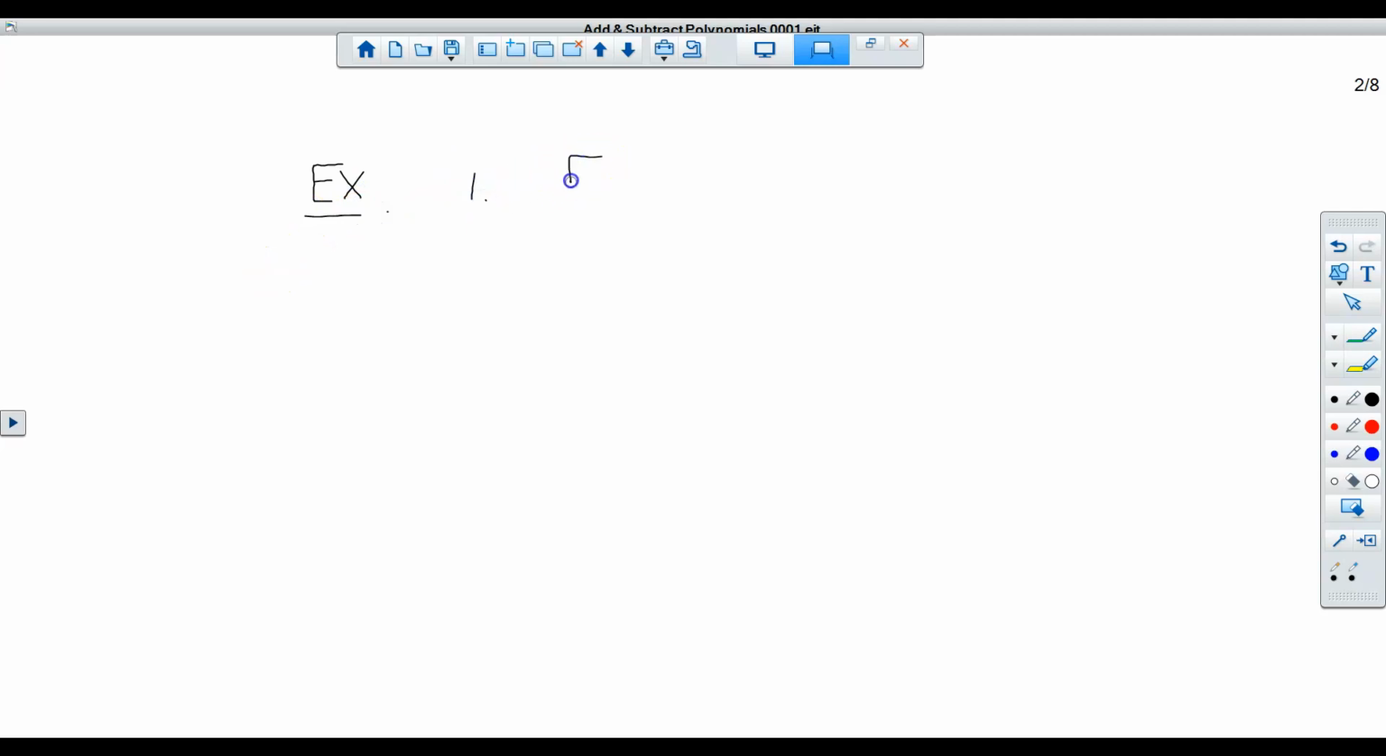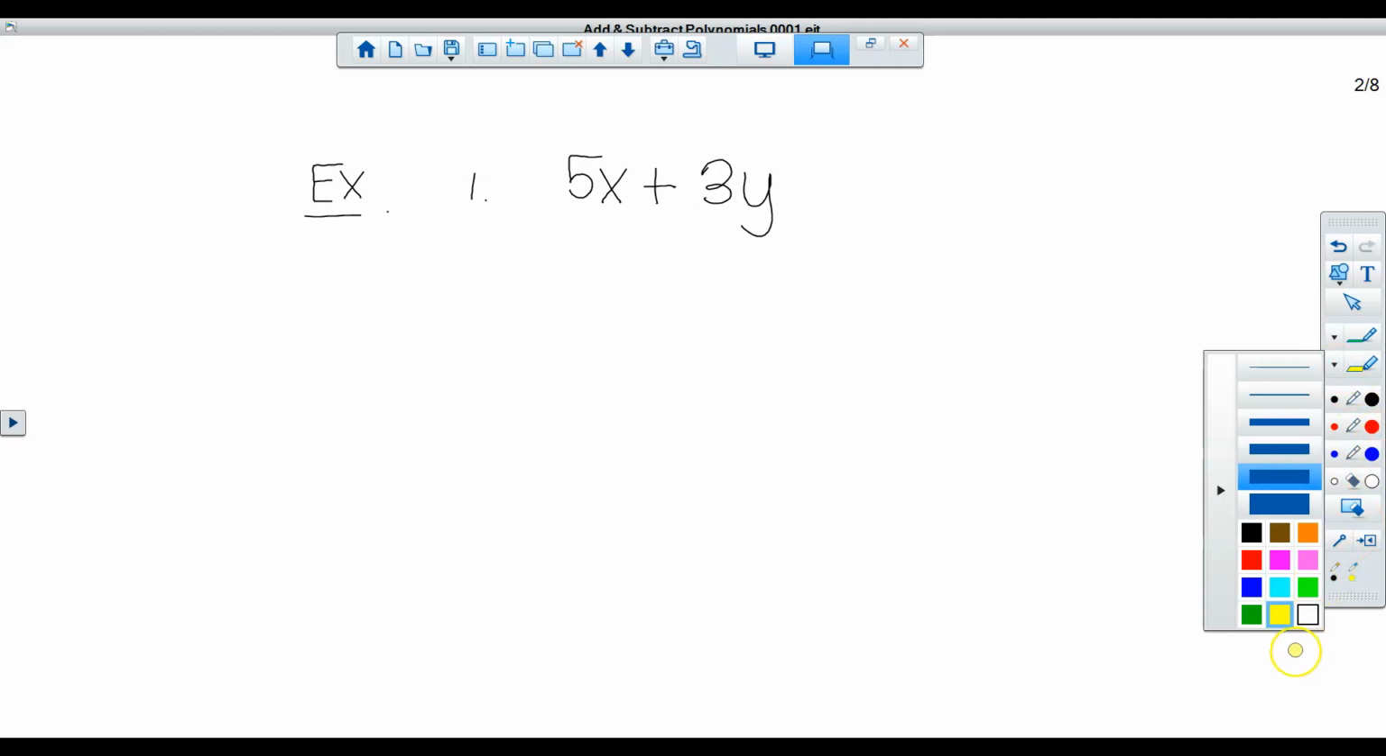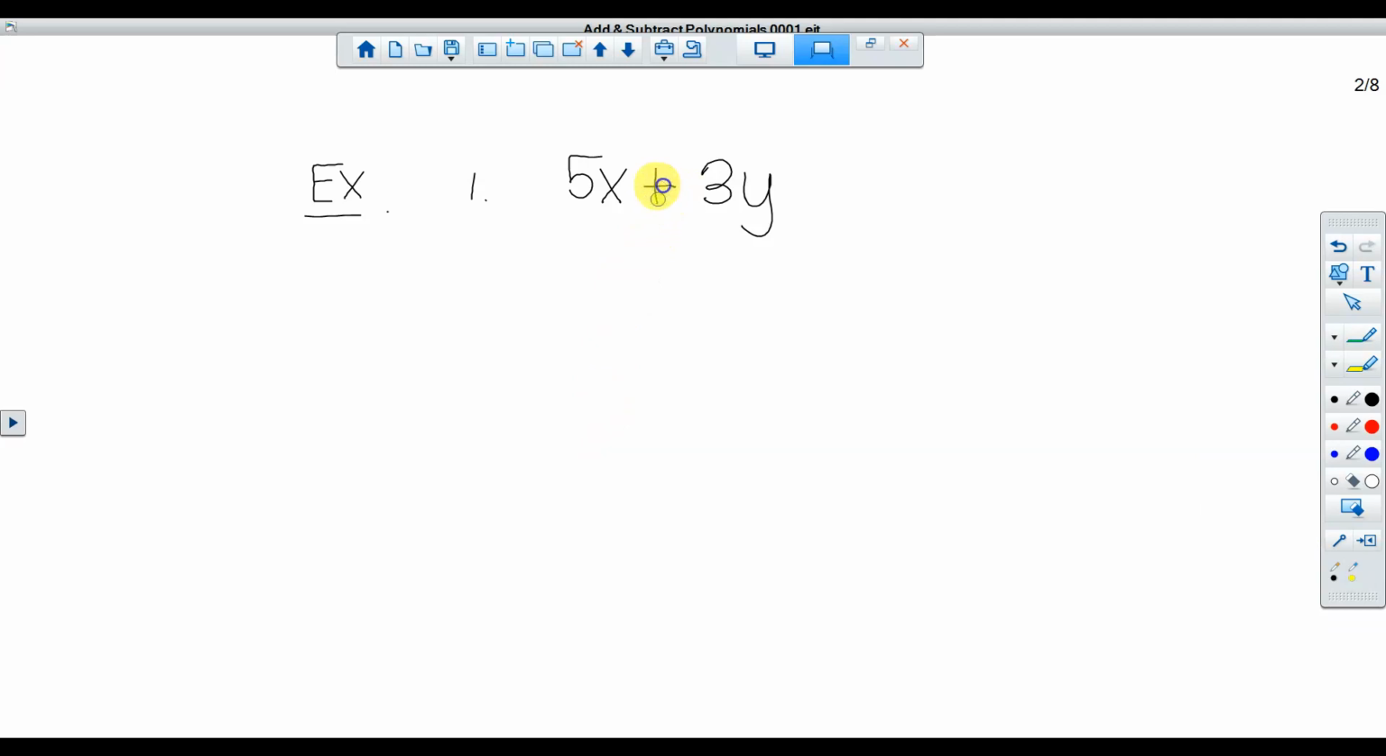So if I were to write on the board 5x plus 3y, that is a polynomial. And you'll notice you've been dealing with things that look like that all semester long. So polynomial, many terms. Well, I just told you that terms are connected by adding or subtracting. And when I look at this problem, I only see one plus sign. What does that plus sign connect? Well, it connects 5x and 3y. So this is a polynomial with two terms. 5x is the first term, 3y is the second term.